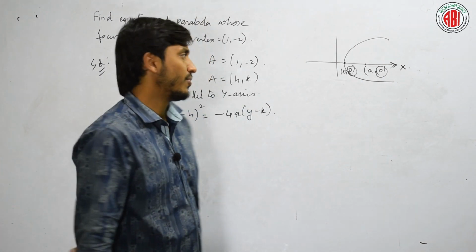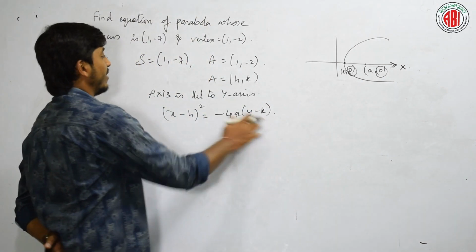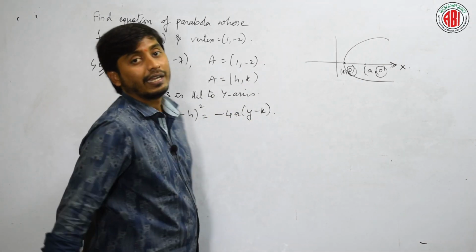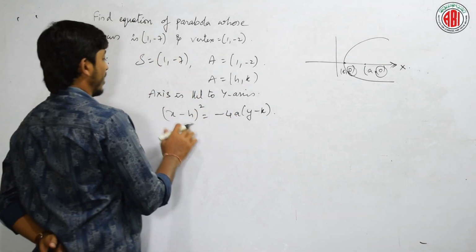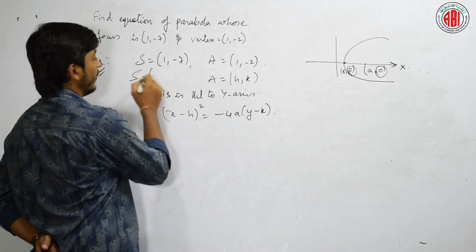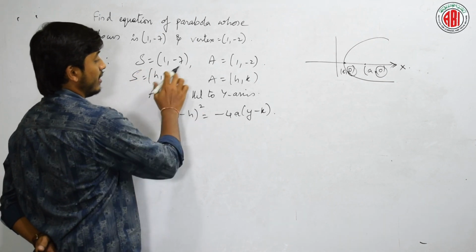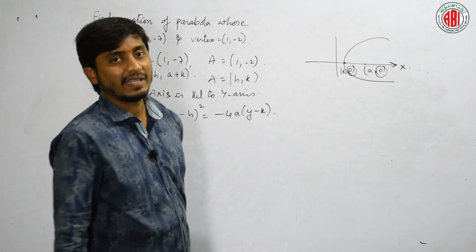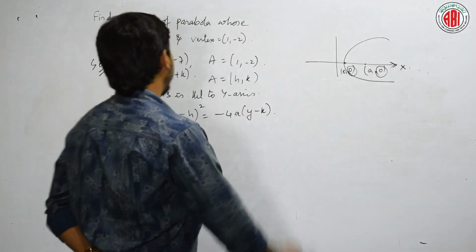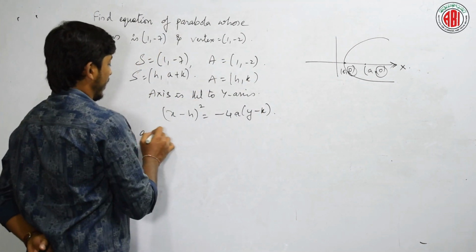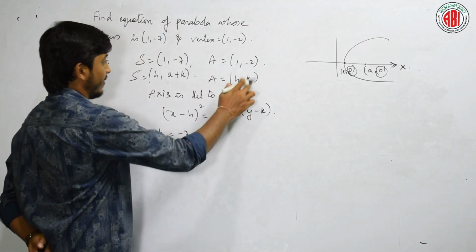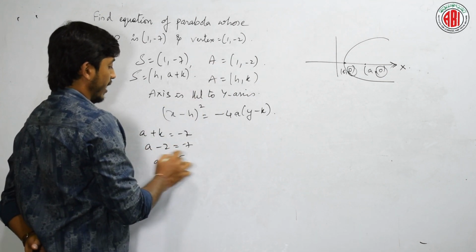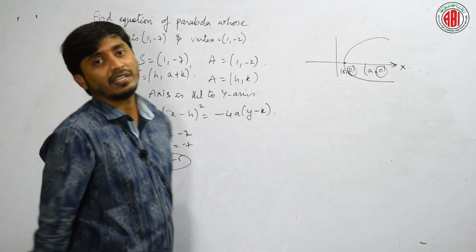Yes or no? We already have the values of h and k. How do we find a? Tell me, what is the focus for this equation? h comma a plus k, isn't it? Then, a plus k is equal to minus 7. k itself is minus 2. So a minus 2 is equal to minus 7. Therefore, a is minus 5. Let us substitute everything and simplify.